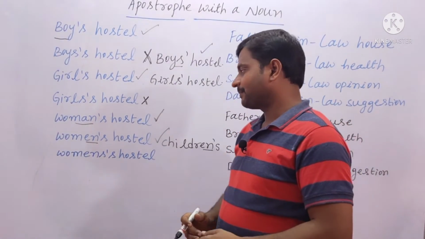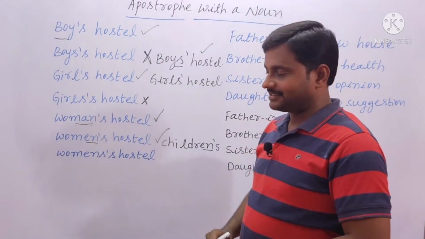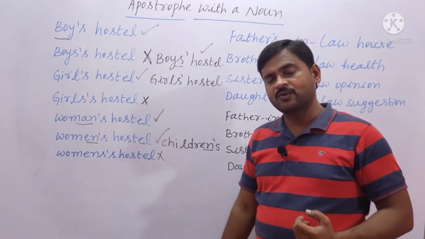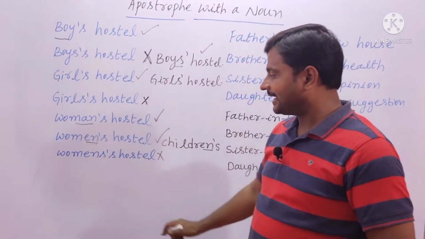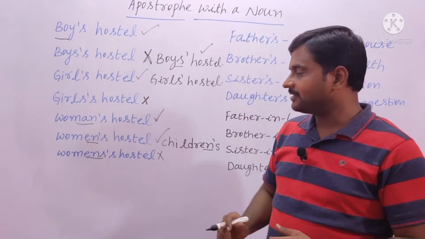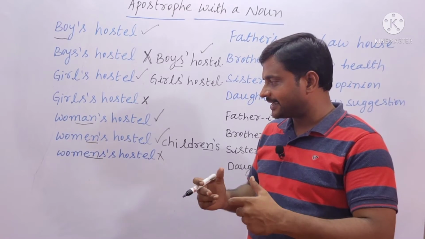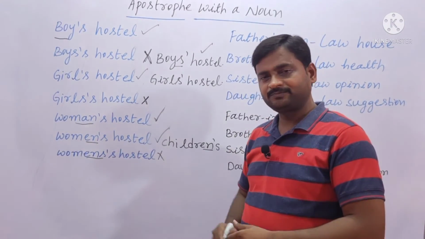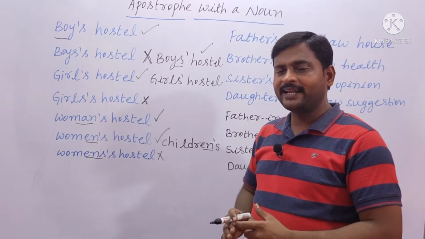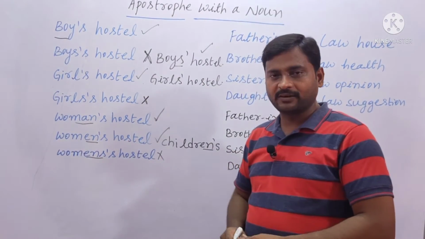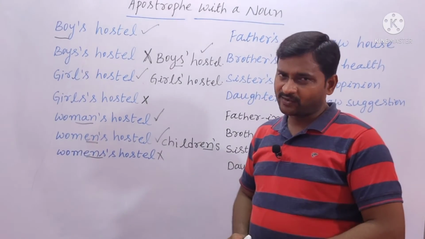The last one you see, women's hostel, W-O-M-E-N, yes, apostrophe, yes. It is absolutely wrong expression. Why is it a wrong expression? Basically, in the spelling and the usage, both will be wrong. In the spelling, women itself is a plural noun. No need to mention yes, and similarly, no need to apply any kind of apostrophe like this example. That's why it is absolutely wrong expression.